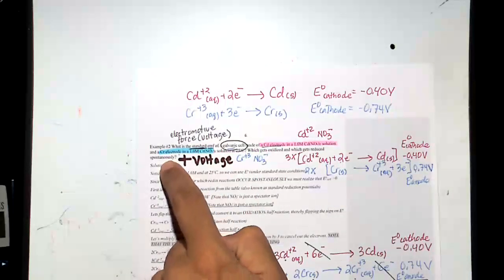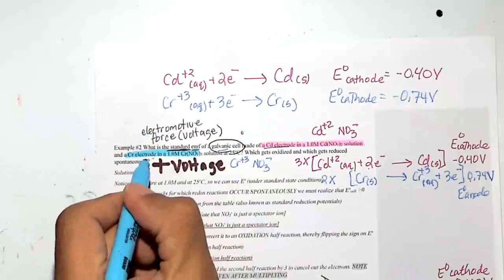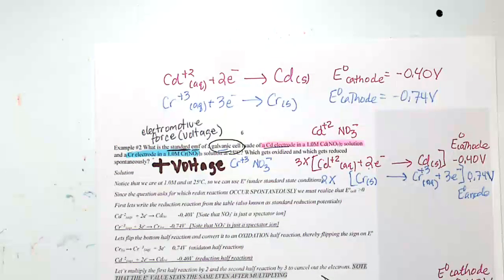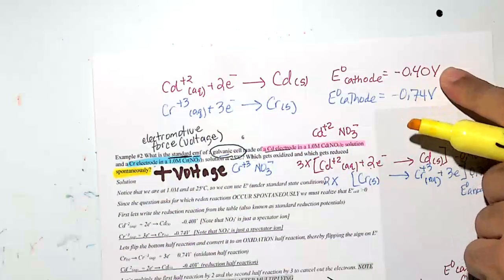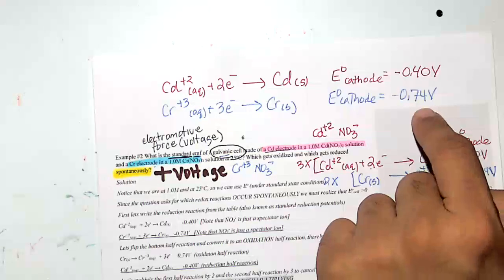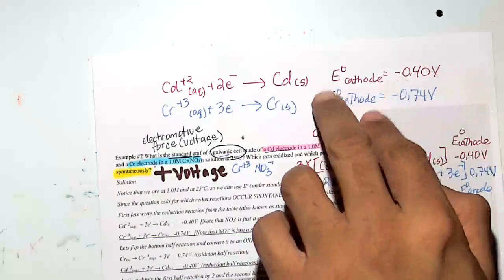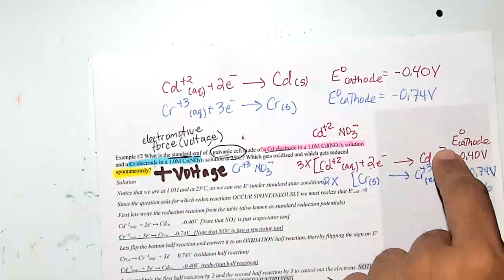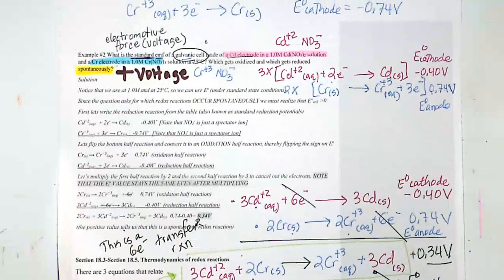And for something that's spontaneous, we want it to be positive. This problem is asking for spontaneous, so we have to flip one in order to get the positive voltage. If we flip the top one and keep the bottom one the same, and add them, we will get a negative voltage. Flipping the top one, positive 0.40 plus a minus 0.74 would be negative. But keeping this one as a cathode, flipping it, converting this to the anode, a negative 0.40 plus a 0.74 will give you positive 0.34, which is spontaneous because it's positive.